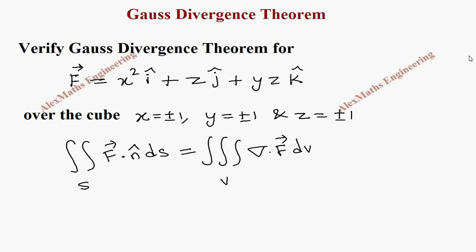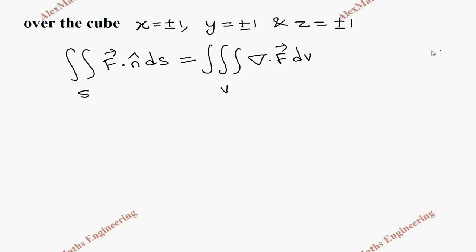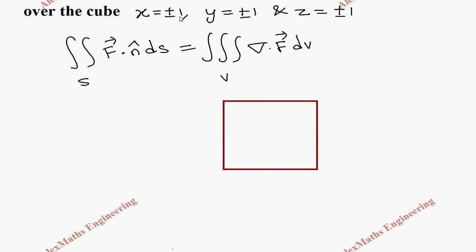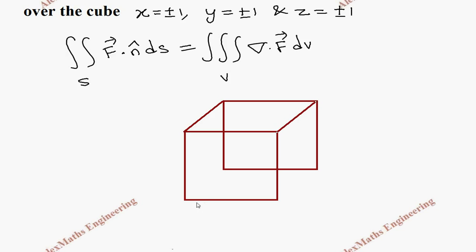Now we are going to construct the cube using the boundary x is equal to plus or minus 1, y is equal to plus or minus 1, and z is equal to plus or minus 1. So first let's take a cube. For that, first we construct a square and another square of the same size. Then we have to join these vertices to complete the cube. And we have to construct the three-dimensional axis, mutually perpendicular x, y, and z axis.